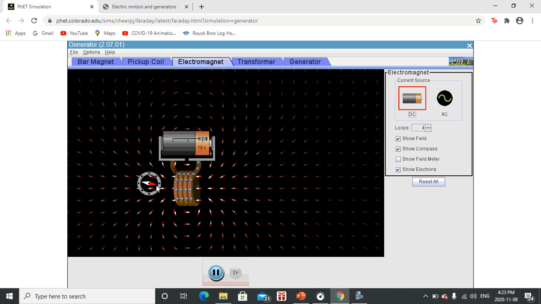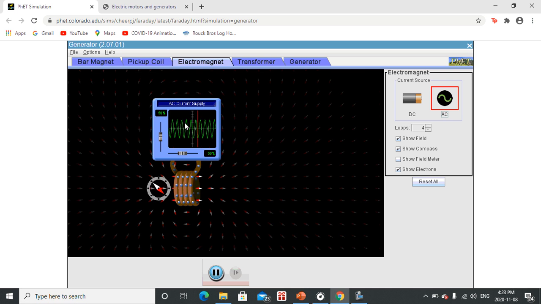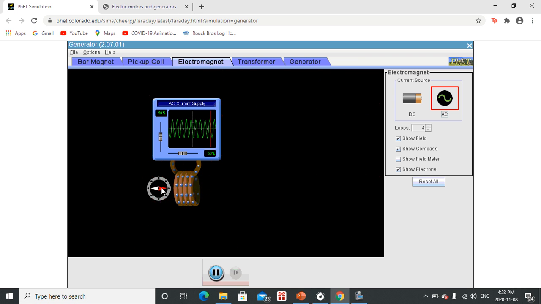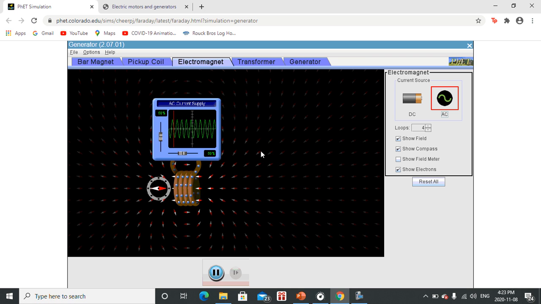So when you turn this on, what we have now generated is a magnet. If I were to turn this off, we would no longer have a magnetic field. So this is not a permanent magnet. This is a temporary electromagnet. You only get the magnet when it is connected to a power supply. If we switch this to an AC current, we get this sinusoidal wave here. Electrons are jiggling back and forth, and that also means that the magnetic field is flipping from one direction to the other on the inside and the outside of the solenoid.